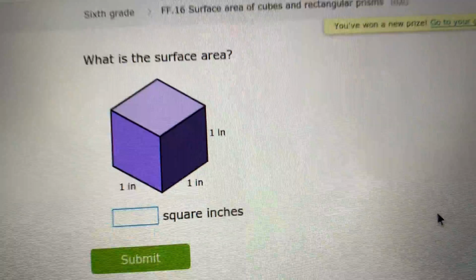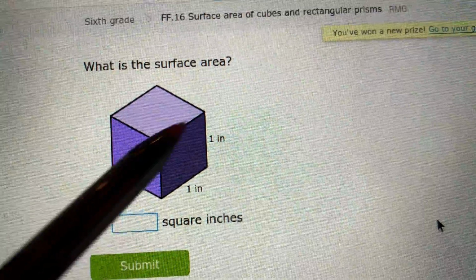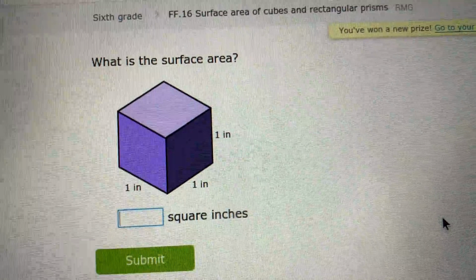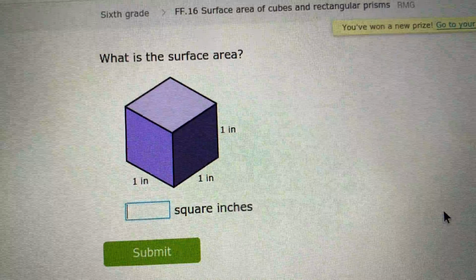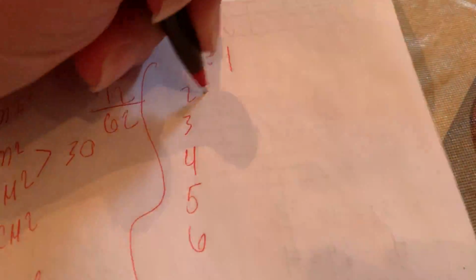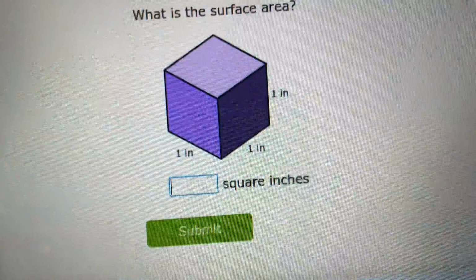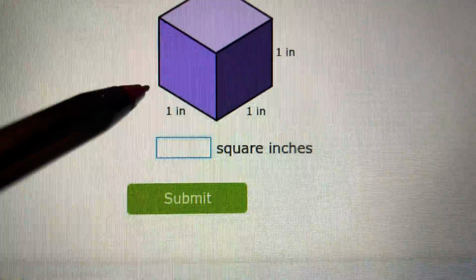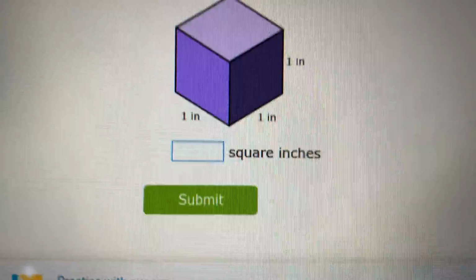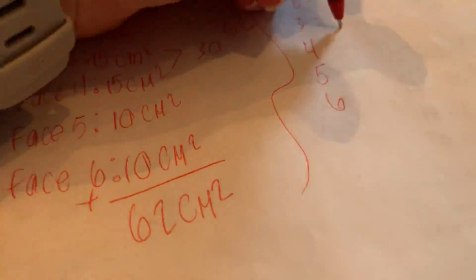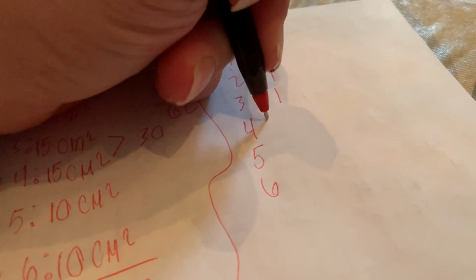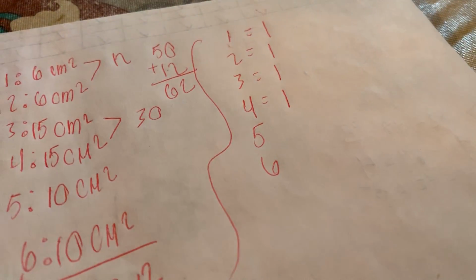So I'm going to look at the top here. The top is a 1 by 1. Again, it's a cube. All sides are the same. So 1 times 1 is 1. The bottom's also the same, so I'm going to put a 1 also. And let's go to the front here. We have 1 by 1, which is 1 times 1. The back is also the same, 1.